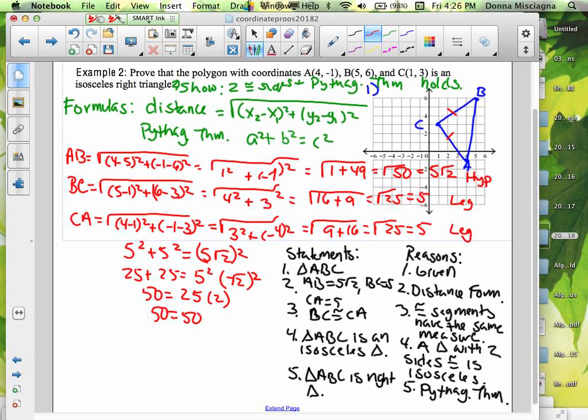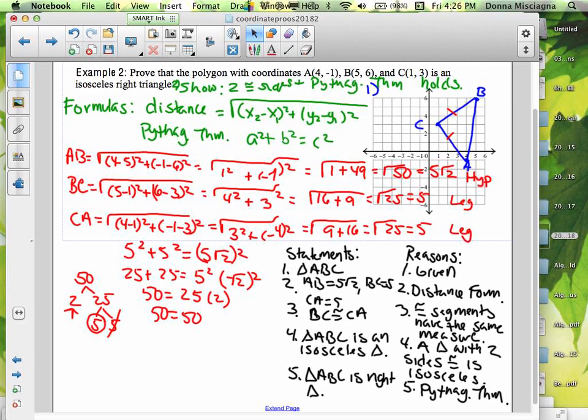If you weren't sure how to calculate that was 5 square roots of 2, we have 50. And 50 is divisible by 2. And that gives us 2 and 25. 25 is 5 times 5. So 1 5 comes out, 1 5 goes away, 2 is left in the radical. So that's why it's 5 square roots of 2.